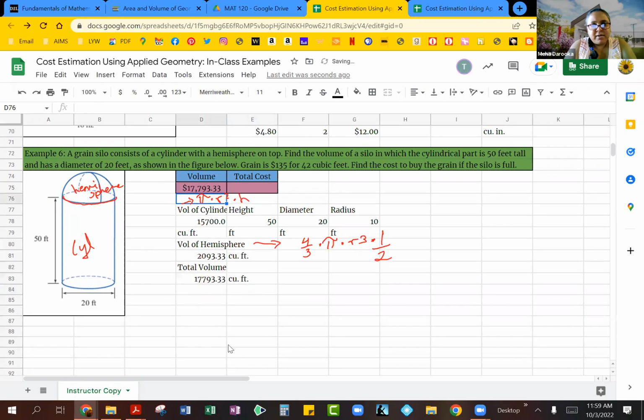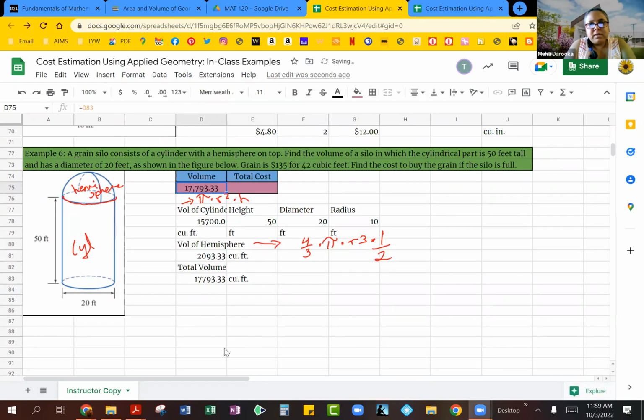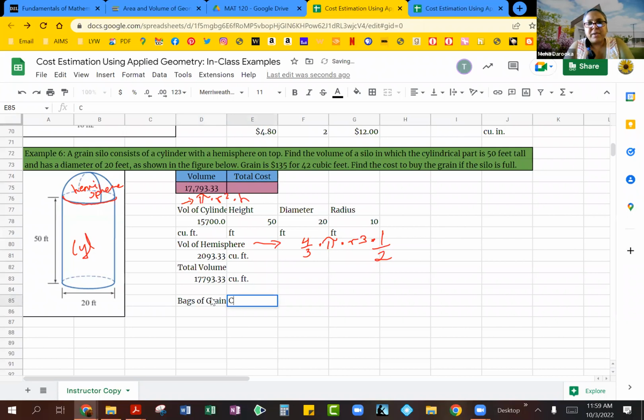Okay, so we have our total volume, and that's again not a dollar amount. Okay, Terry, no worries. How many bags of grain are we going to need? Because, of course, without that, we cannot find the cost of filling up the silo. Okay, Amanda, I see your answer. Let's see what the rest of you come up with.